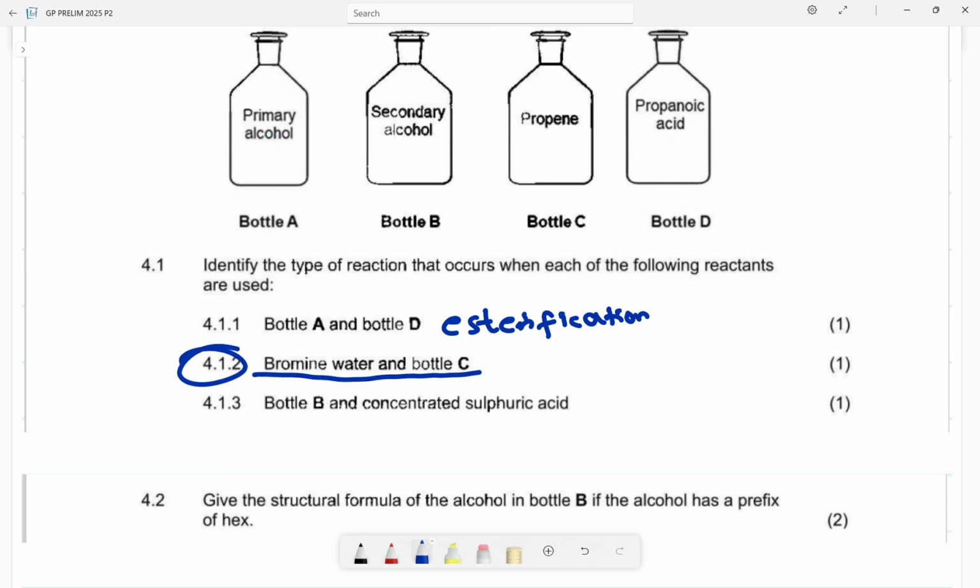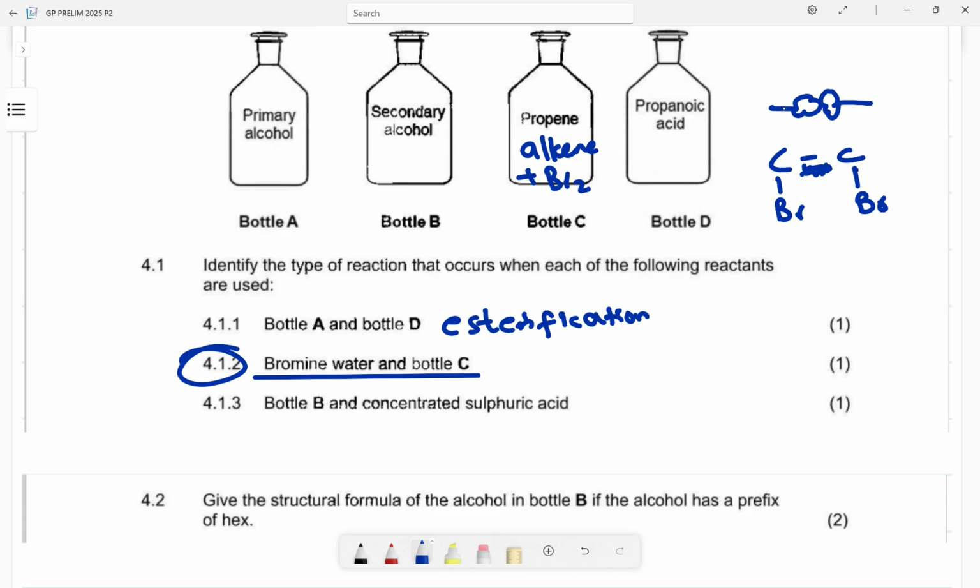4.1.2, bromine water and bottle C. Bottle C is propene, it is an alkene, plus bromine water. Bromine water is just Br2, and we know alkene has a double bond. So when we add bromine, you're gonna add bromine here plus bromine here, and then we need to break this bond. Remember, a bond is formed of two hands. When you break it like this, forming one hand and one hand, it can now hold whatever you are substituting there. So here is going to be addition.